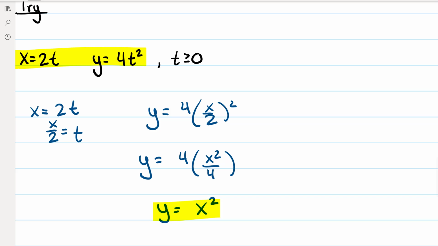Now, in order to get the restriction, you need to plug in t values. So you always start with t equals 0. Then for x, when t equals 0, x is 0. So we get x is greater than or equal to 0, because x is only going to get larger from there.